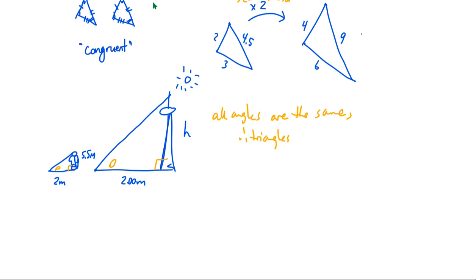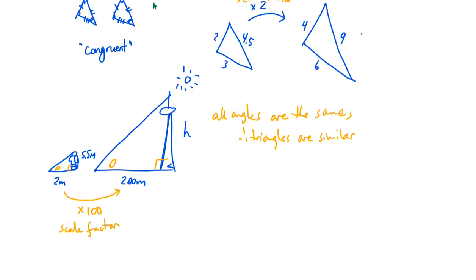Okay, now how is that helpful? I can look at my two triangles and see, can I figure out how to get this height now? This thing is the same shape, so it's just been scaled. The small triangle has been scaled. What's the scale factor? Well, let's see, from 2 meters to 200 meters, that's multiplying by 100. So that's a scale factor of 100.